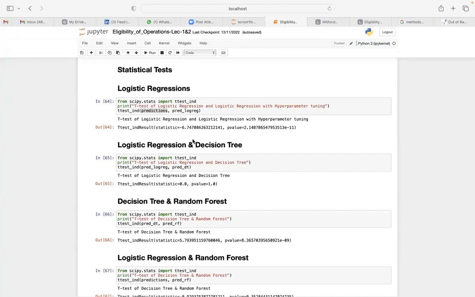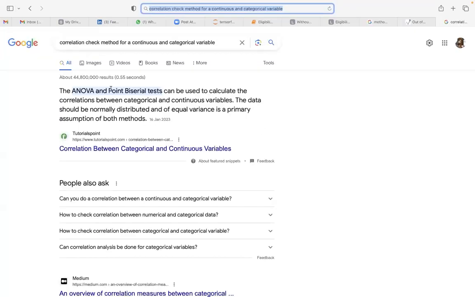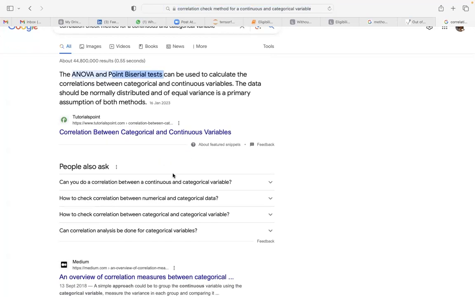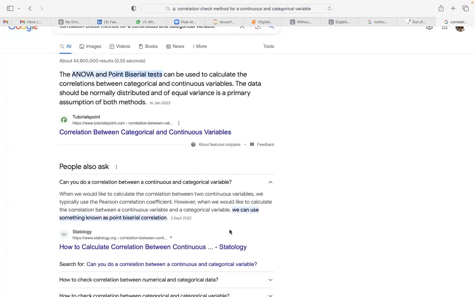Okay, is ANOVA what you're talking about, not on categorical... hold on. Yeah, point-biserial test. It is more, I mean, it's better than ANOVA in some cases. The data should obviously be normally distributed. We can use something known as point-biserial correlation. Yeah, I always forget the name of it. It's a weird name it has, but yeah, you can use the point-biserial method.